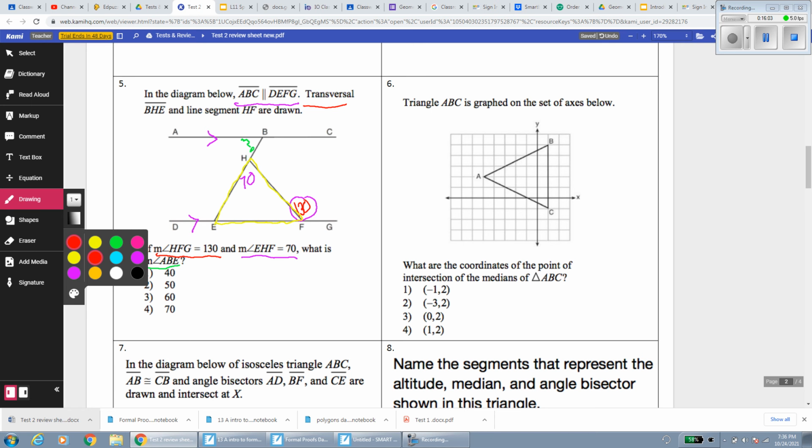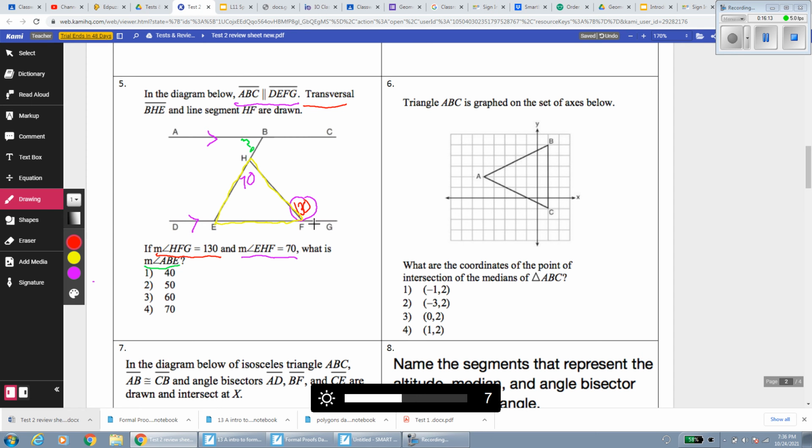And we learned in class that anytime we have an exterior angle of a triangle, that's equal to the sum of the two interior angles that are not right next to it. So this 130-degree angle is equal to this angle plus this angle, both of the inside angles that are not right next to the 130 degrees. So if this one's 70, this one has to be 60 in order to make 130.